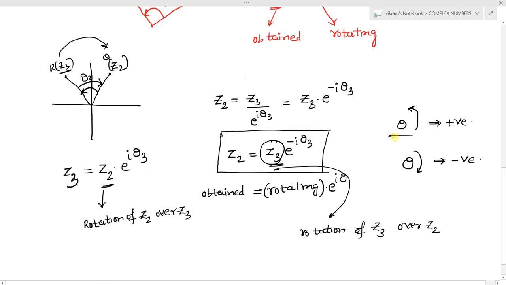If theta is negative, it means we are rotating in the clockwise direction. Now this is the case of equal lengths, having equal radius, the complex numbers having equal modulus. Now moving to case 2. Case 2 is complex numbers of different lengths.